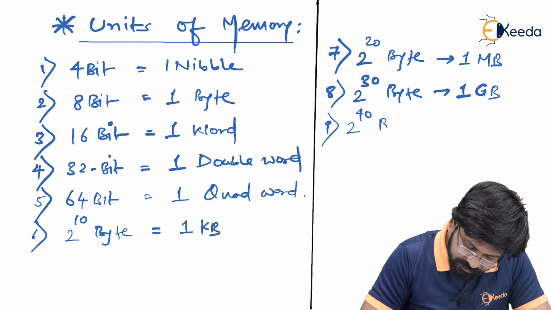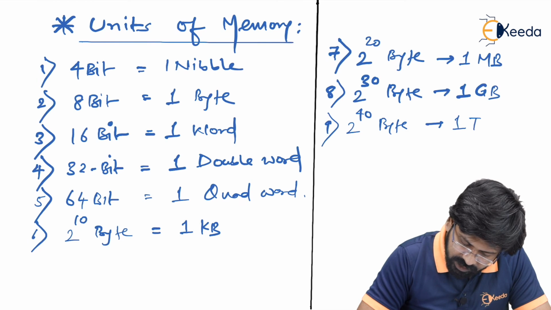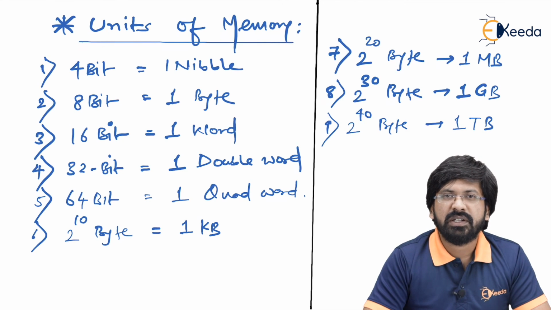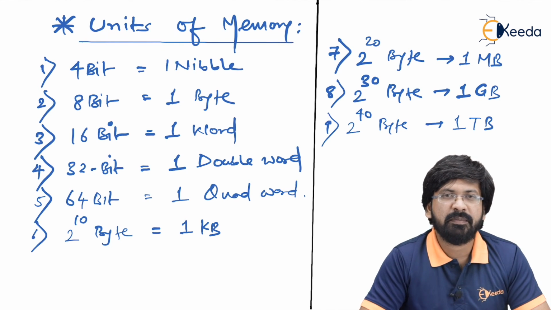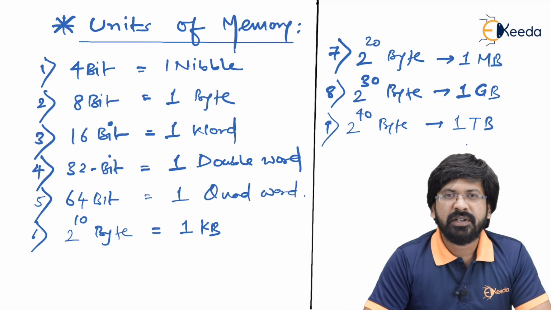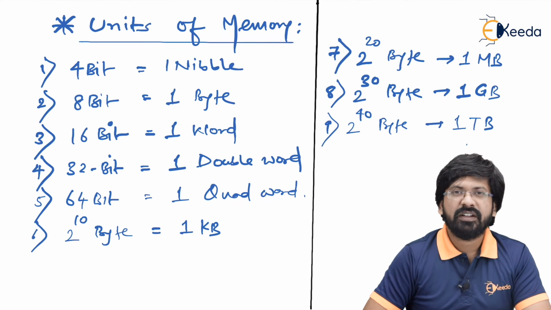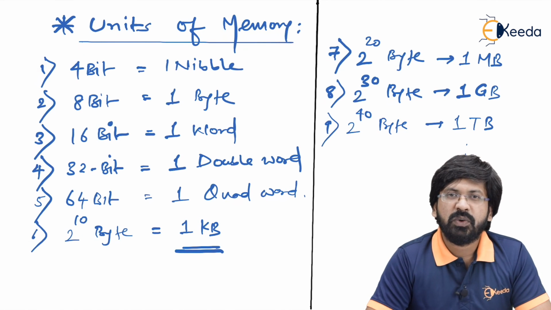2 raised to 40 bytes is what we call 1 terabyte. So nowadays you are using a 1 terabyte hard disk. That 1 terabyte hard disk consists of 2 raised to 40 bytes. Now you can imagine a memory having 2 raised to 40 locations inside the unit. These units can be expanded further as petabyte, exabyte, zettabyte, yottabyte, brontobyte, etc. It is needless to discuss them, because when it comes to the GATE examination syllabus, you will not be going beyond kilobyte. So our discussion will be limited to kilobyte size only.